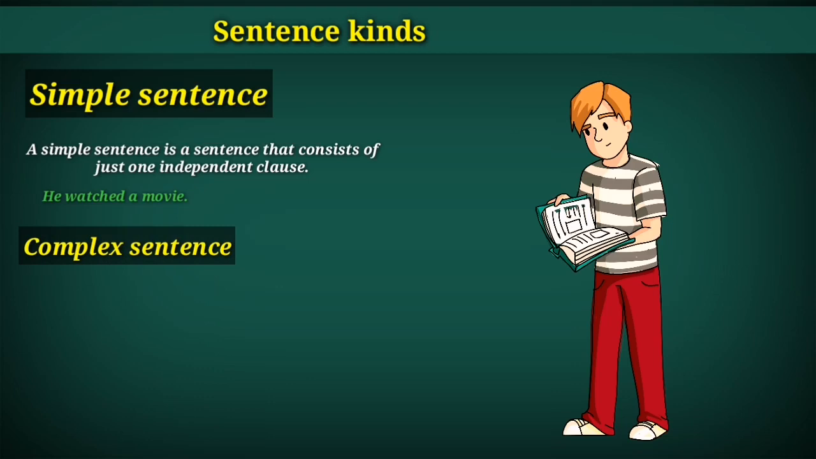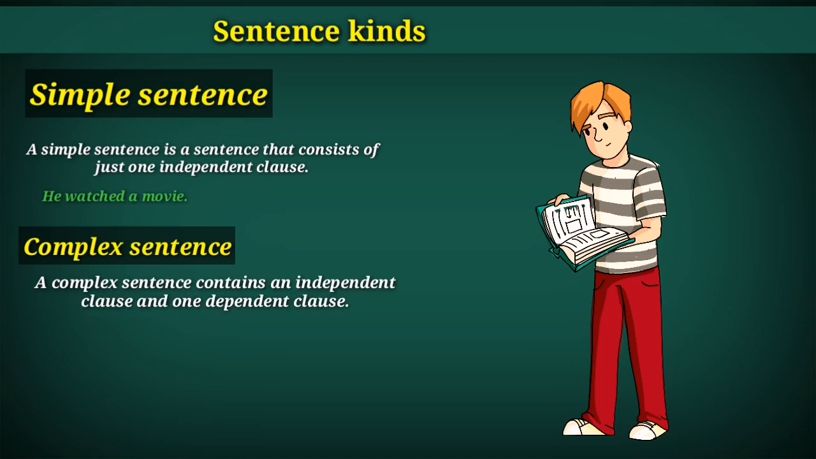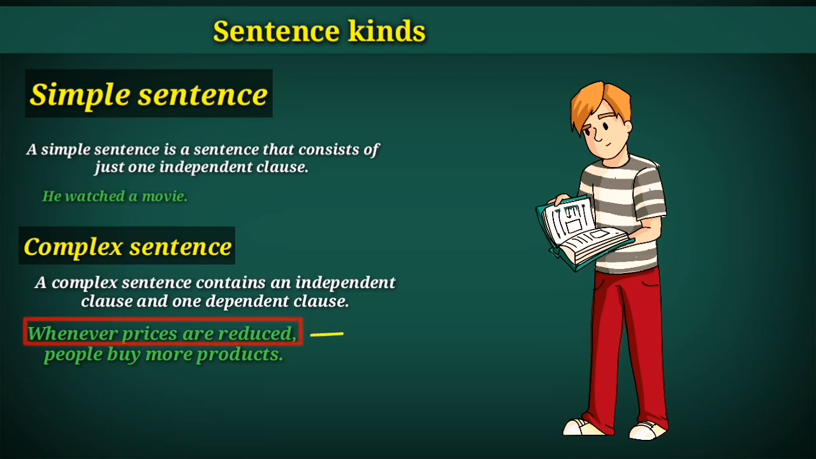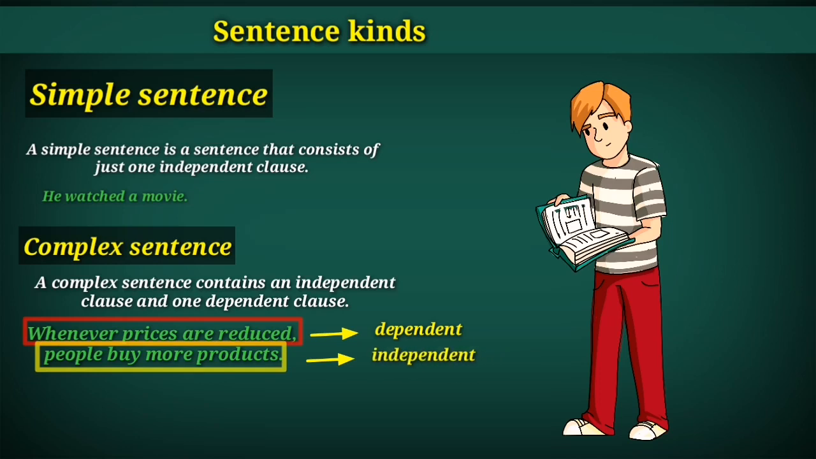Complex sentence. A complex sentence contains an independent clause and one dependent clause. For example, whenever prices are reduced, people buy more products. This one is a complex sentence because it consists of one dependent clause, whenever prices are reduced, and the second is an independent clause, people buy more products. So that is why it is a complex sentence.